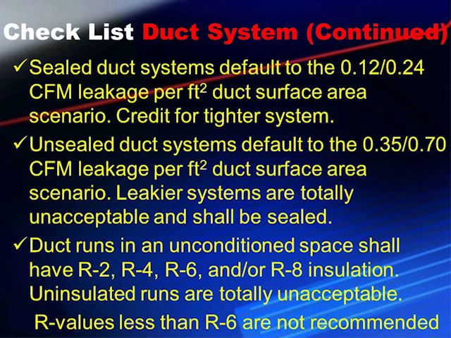Duct runs in an unconditioned space shall have an R2, R4, R6, and or R8 insulation. In other words, you need to have them insulated. Uninsulated runs are totally unacceptable, and R values of less than R6 are not recommended.